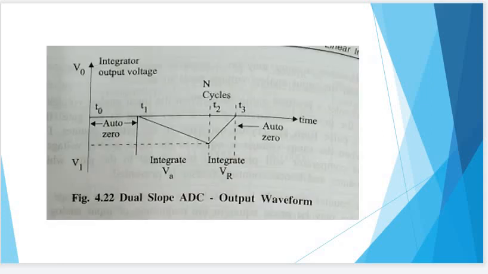The dual slope ADC output waveform is shown in the figure. Auto 0 is obtained from time T0 up to T1. Then after T1, the negative ramp is generated up to the time T2. So the negative peak is obtained at time T2. Then a rising edge is obtained from T2 to T3. And after T3, again the voltage is set to auto 0.